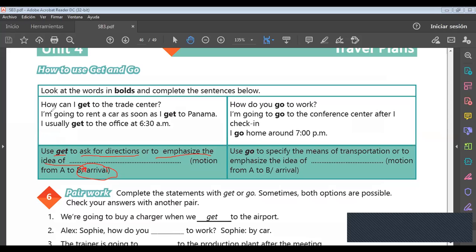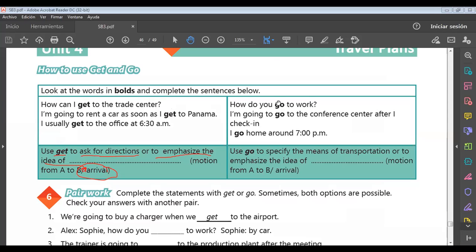Por ejemplo, miren. ¿Cómo llego al trade center? Voy a rentar un carro nomás llego a Panamá. Usualmente llego a la oficina a 6:30 a.m. No sé si ahí captamos la idea. No, teacher, es muy claro todavía. Ahora vamos a ver el go.